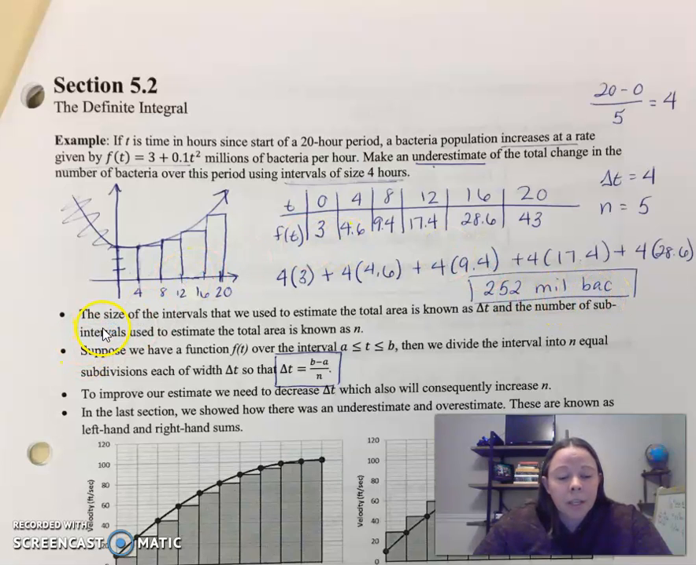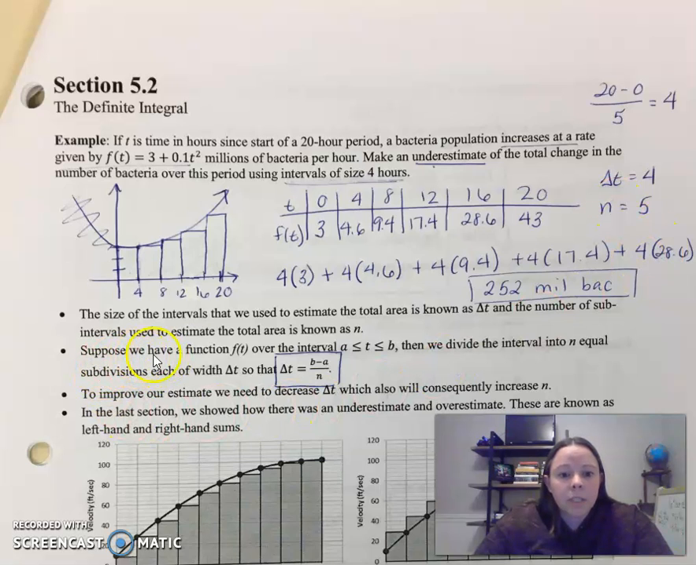Now, the size of the intervals that we use to estimate the total area is known as your change of t. It's also the base length of each rectangle. And the number of subintervals used to estimate the total area is n. So in this case, we did 1, 2, 3, 4, 5 rectangles. So our change of t was 4 and n was 5.